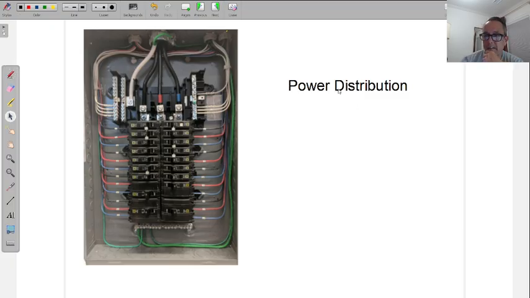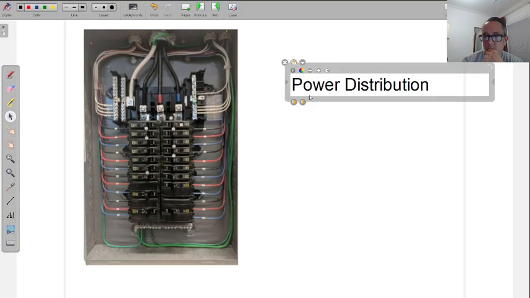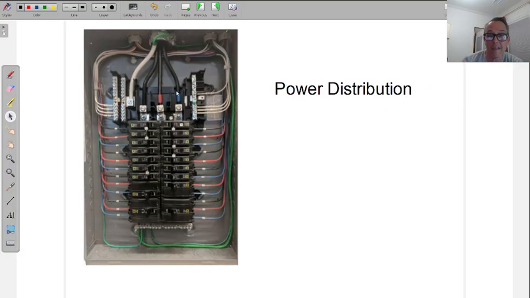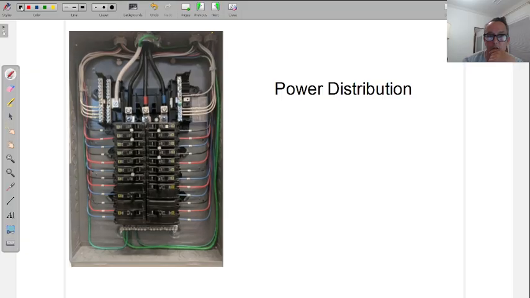All right, if there were any follow-ups there. So for power distribution, I just want to identify them. I want you to understand the different types of power distribution systems that we have.